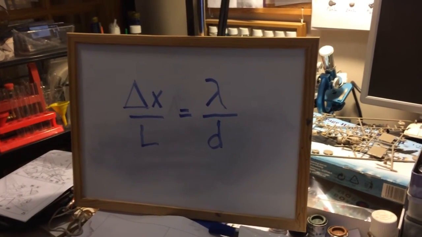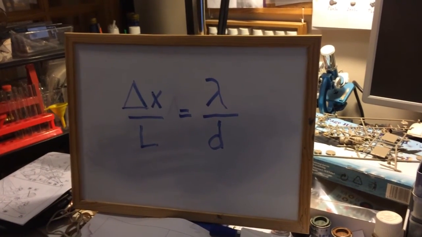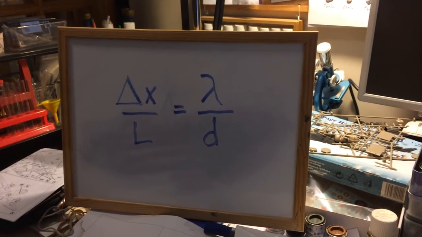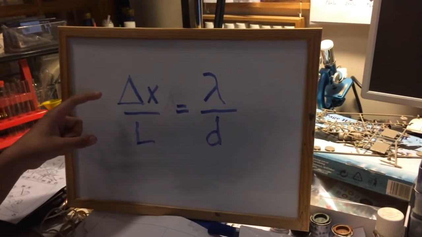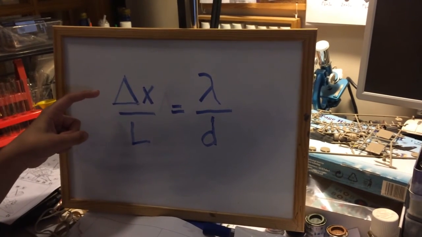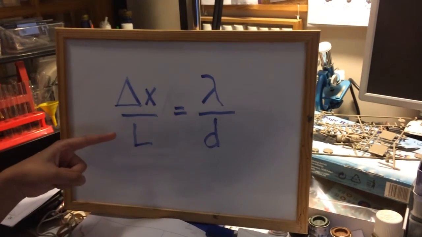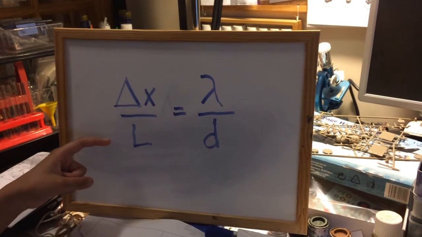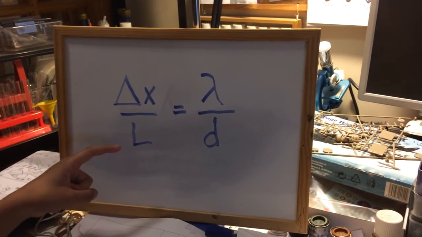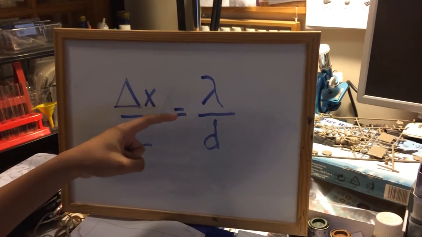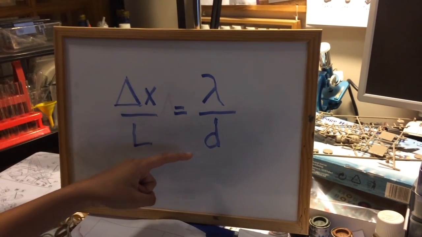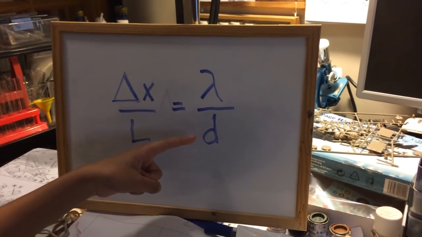We can use the following equation to calculate the wavelength of light in Young's experiment. Delta x is the distance between adjacent dark lines. L is the distance between the two sources of light and the screen. Lambda is the wavelength of light, and d is the distance between the two sources of light.